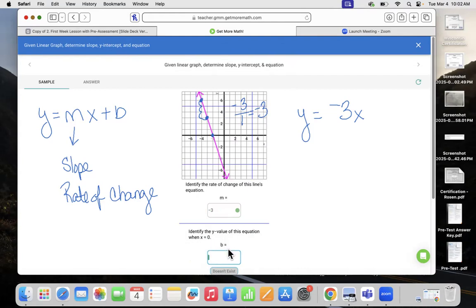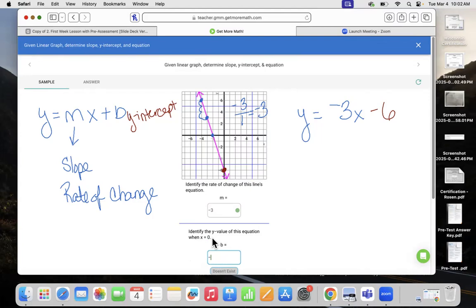Then it wants us to find the y value of when x equals 0. That just simply means the y-intercept, right? So again, we should be at the point where we are understanding that the b is your y-intercept. So let me change colors here real quick. B is your y-intercept. It's where it crosses the y-axis. So we go right here. The line is crossing at negative 6. So it's y equals negative 3x minus 6.